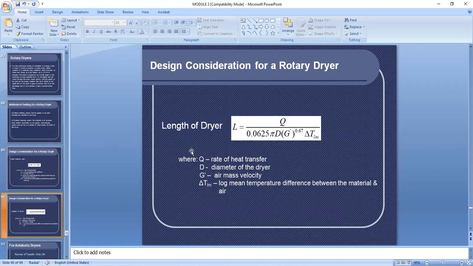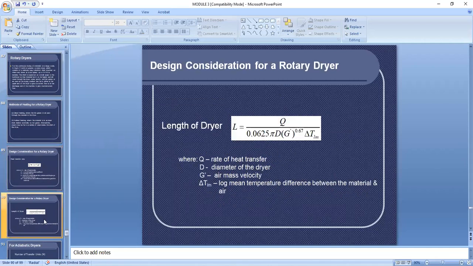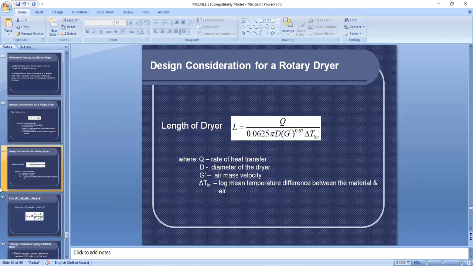Now, as for the length of the rotary dryer, this is the formula made available in Coulson. And you need the Q in here. That is why you're given the formula for determining the rate of heat transfer. And you have the other parameters in the formula defined here. So you have the G prime, or the air mass velocity, and you have the ΔT_LM, the log mean temperature difference between the material and that of the air.